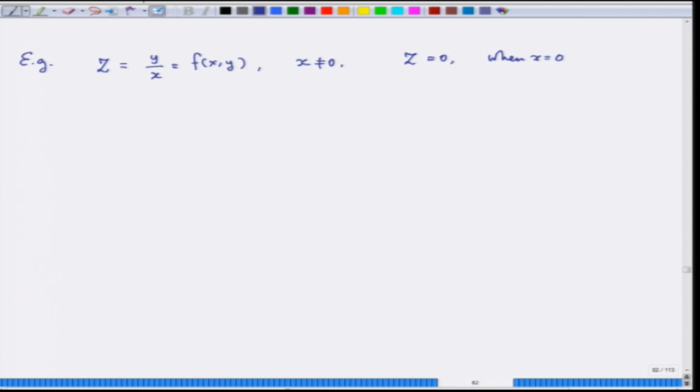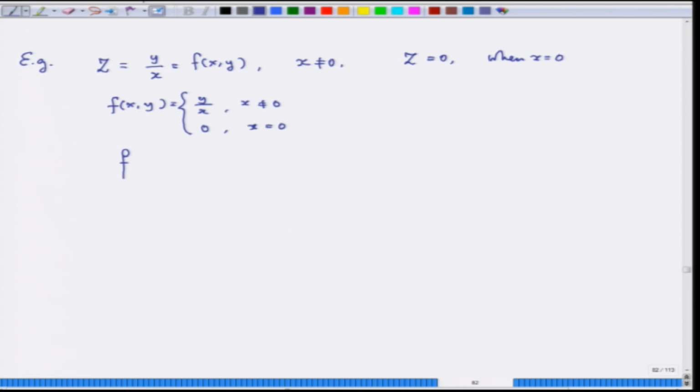Or if you don't want to write it in this cryptic fashion, you can write it as f(x, y) equals y by x when x is not equal to 0, and equal to 0 when x is equal to 0. Do we have continuity? Now, suppose I fix the x, say I put x equal to 2.